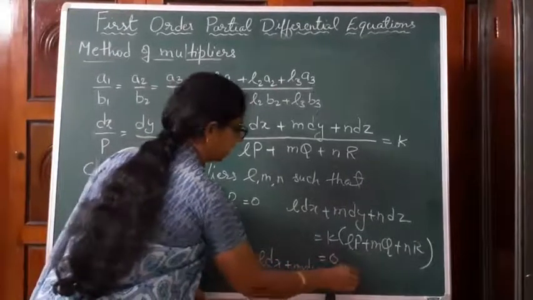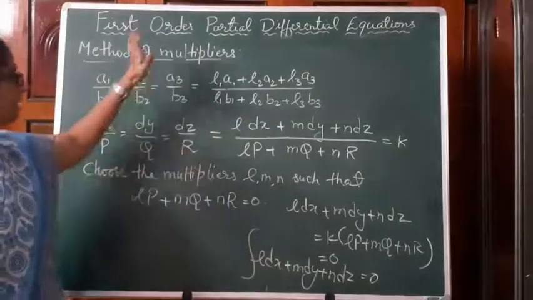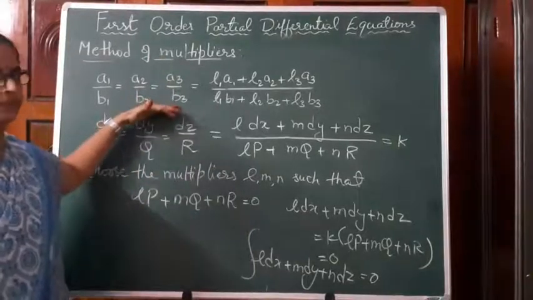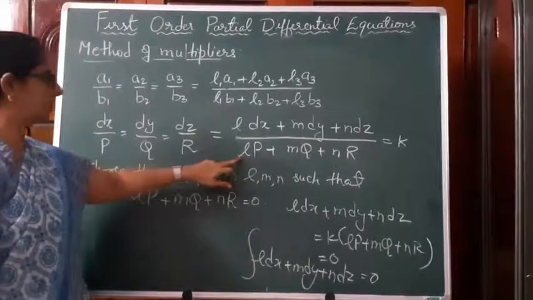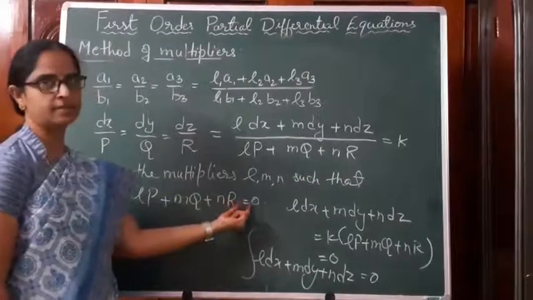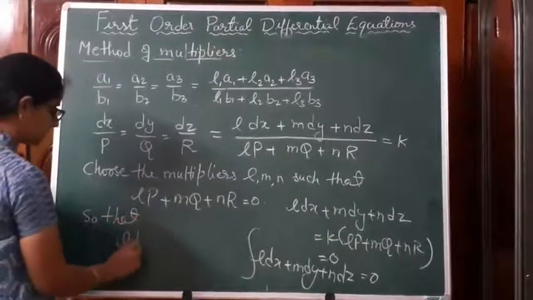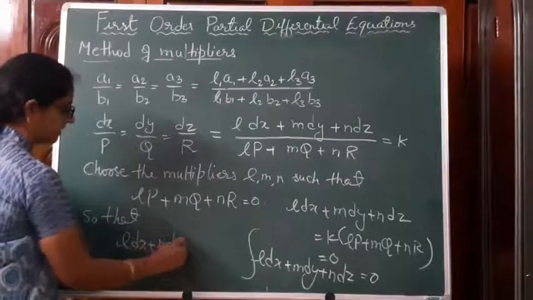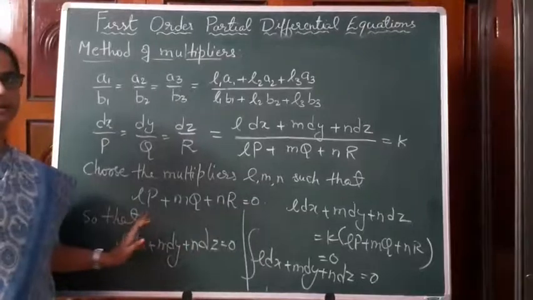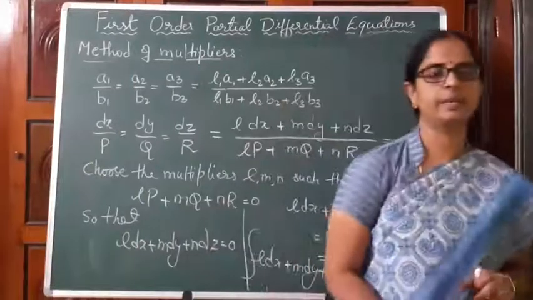Now we integrate this to find the solution for the given partial differential equation. This is the method of multipliers. It is based on this fact. So how do we choose multipliers? We choose the multipliers l, m, n such that l P + m Q + n R is equal to 0, so that l dx + m dy + n dz is equal to 0. Now integrating this equation, we can find one solution. Okay, this is the method of multipliers. We apply this procedure whenever grouping is not possible.